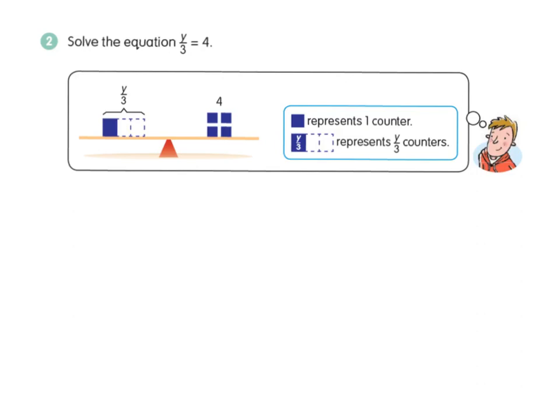Let's take a look at this problem here. Y divided by 3 is equal to 4. If you take a look at this scale here, it's showing that this entire bar would be worth y. But we don't even have one whole y. We only start with a third of a y. We only have part of a group of a y. We know that a third of a y is equal to 4. We want to know what one whole y would be equal to.